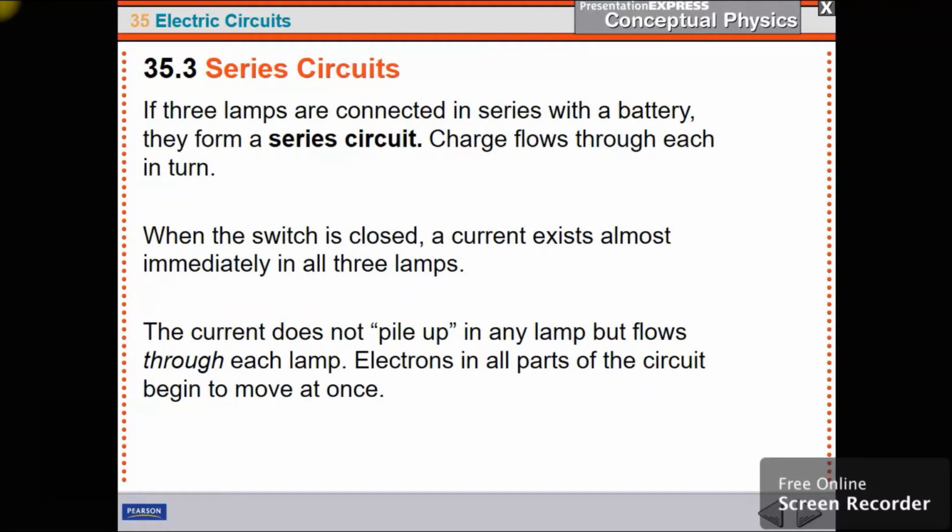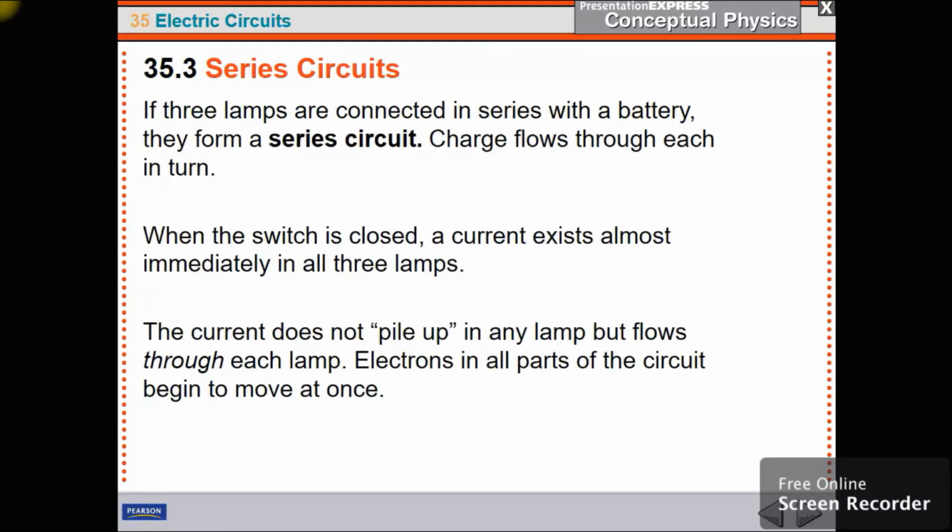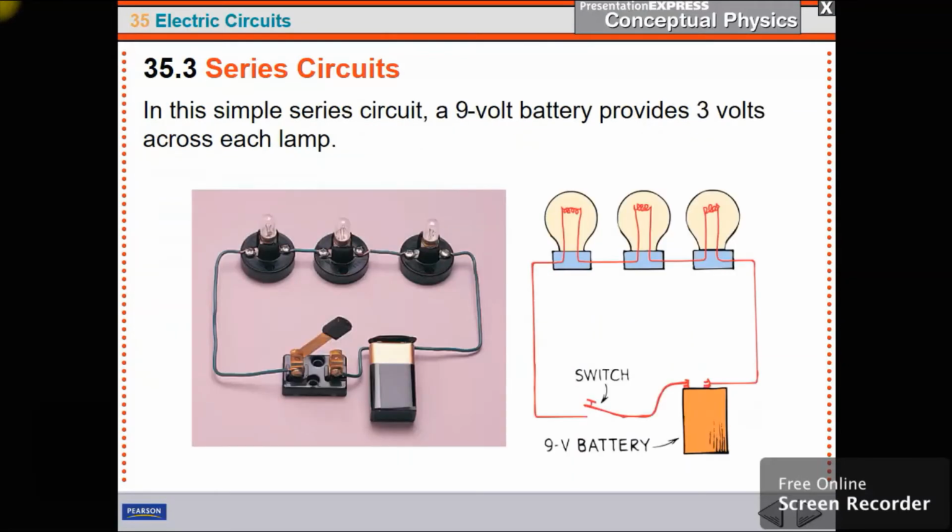This is what we call a series circuit. The current flows through each one in turn. So all the current goes through the switch, then all the current goes through the first light bulb, all the current goes through the second light bulb, then all the current goes through the third light bulb. Yeah, so that's what makes a series circuit. So if there's one break in the wire, one switch, all three lights go out.